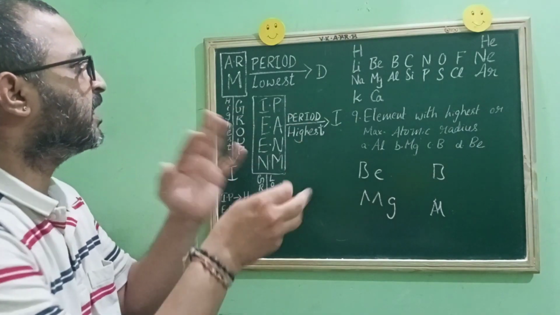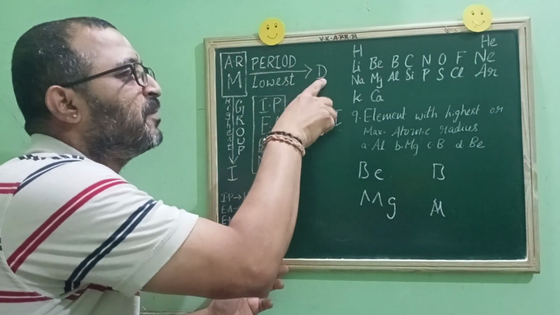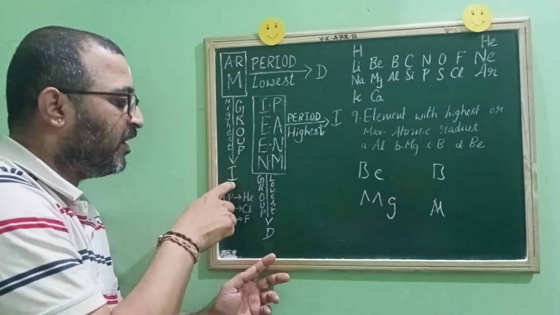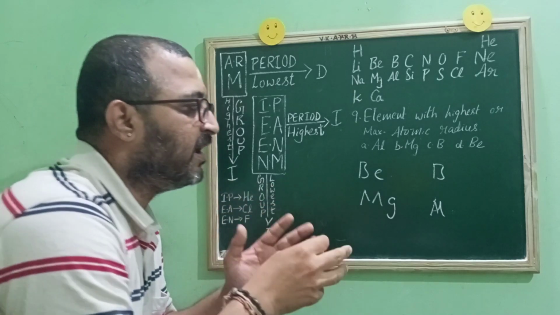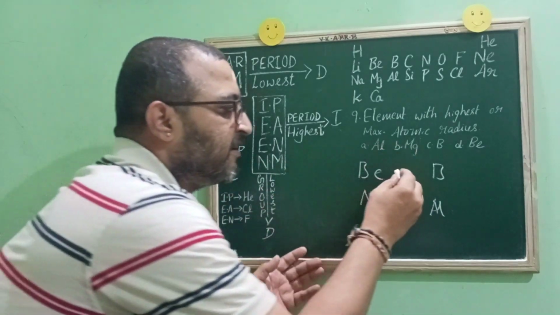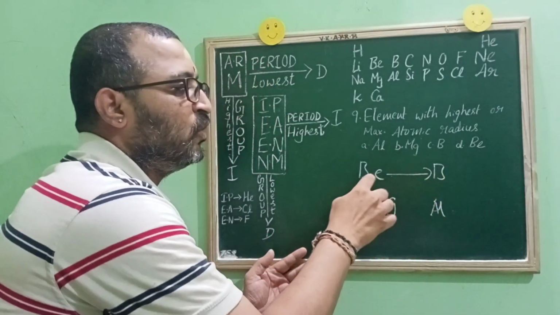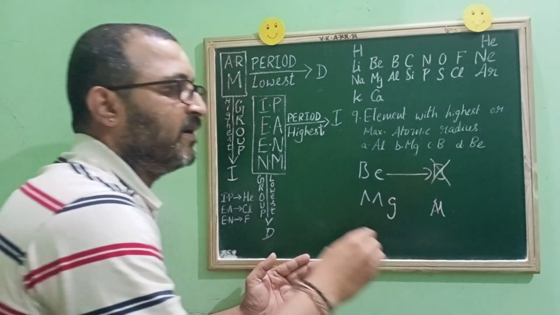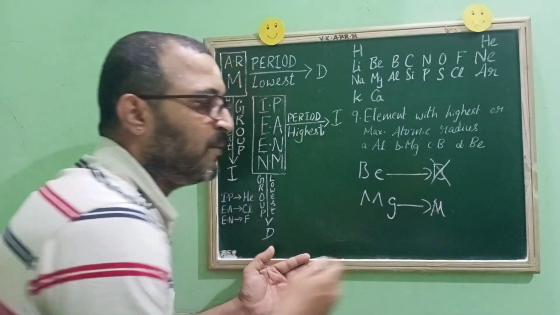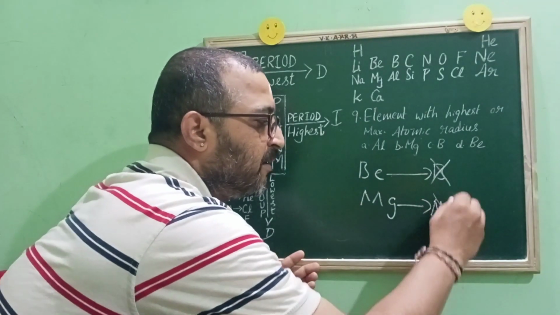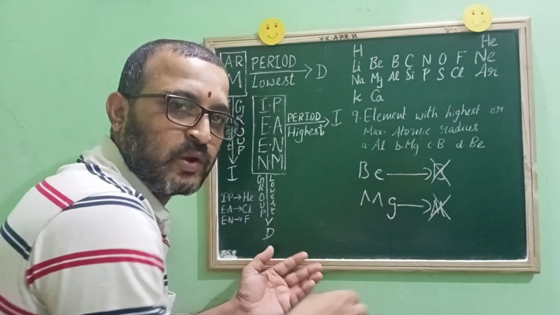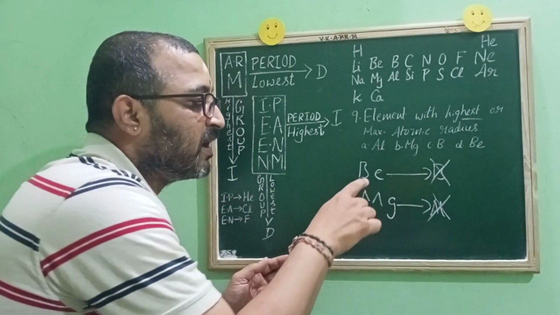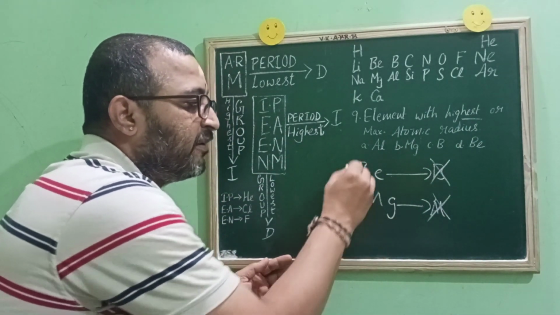Now children, atomic radius. Atomic radius across the period, it is going to what children? Decrease, and down the group, atomic radius is going to what? Increase. That is, if the atomic radius decreases across the period, out of these two, which is the smallest? So boron, right? Out of magnesium and aluminium, which is the smallest? Aluminium. But these two are totally ruled out because we are looking for an element which has the highest atomic radius. So we are left with beryllium and magnesium.